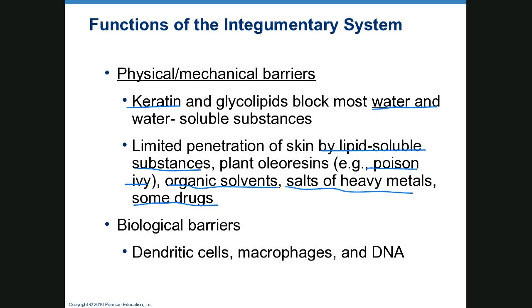Okay, biological barriers. You have immune system cells, dendritic cells, macrophages, and then also the DNA of the cells in the upper layer will actually protect the lower layer from the sun, and therefore from skin cancer.